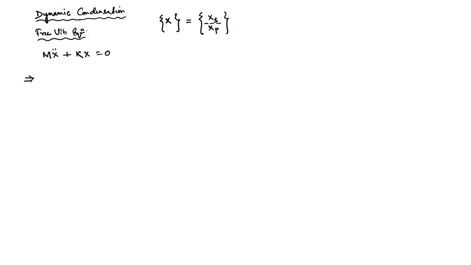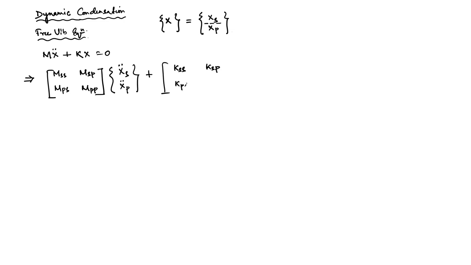So, if you do that, obviously we can split the mass matrix into MSS, MSP, MPS, and then MPP, times XS double dot, XP double dot, plus we can also split K matrix into KSS, KSP, KPS, KPP, times XS, XP is equal to 0.